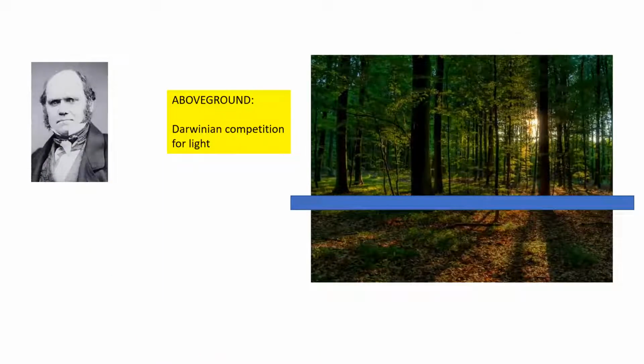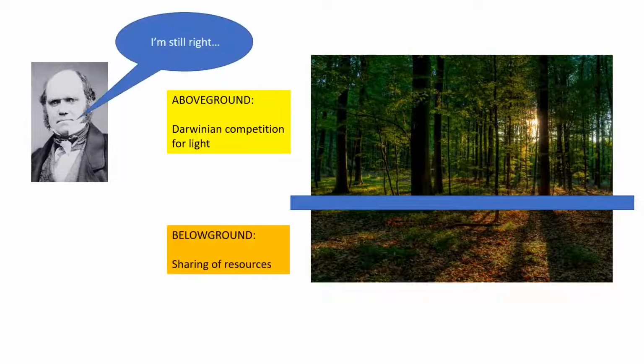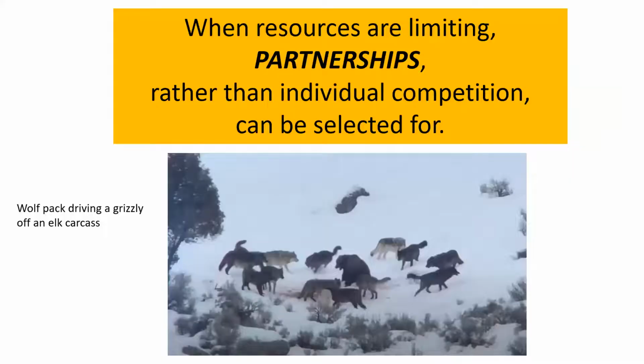So above ground, we have plants competing for light. When I was in graduate school, I had lots of friends who were looking at competition among plants. What were they looking at? Competition for light above ground. Below ground, however, something else is happening. They're sharing resources. When resources are limiting, partnerships rather than individual competition can be selected for.